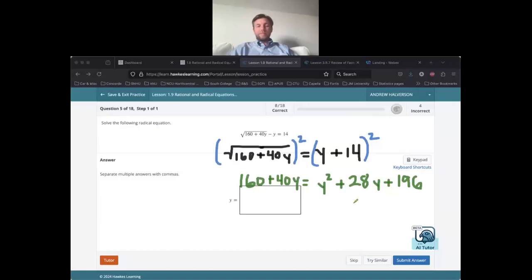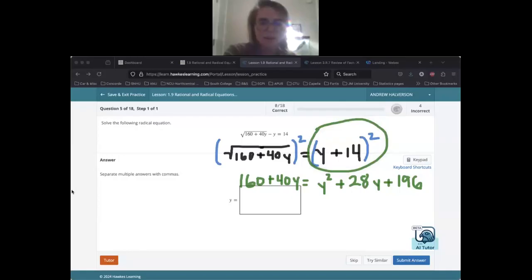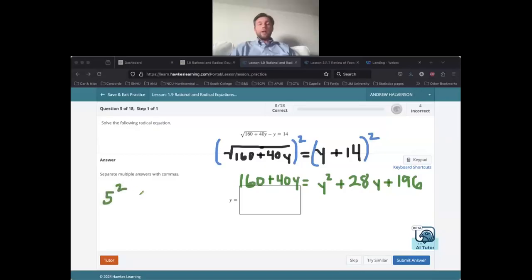Okay. Where's that coming from? My instinct would be to just apply the square to the y and the 14, so I would have gotten y squared plus 196. But I'm not quite sure where the 28y is coming from. Let's do a review. If I told you 5 squared, how do you translate 5 squared? We know it's 25, but how do you get the 25? 5 times 5. The square means take the copy and multiply it with itself.